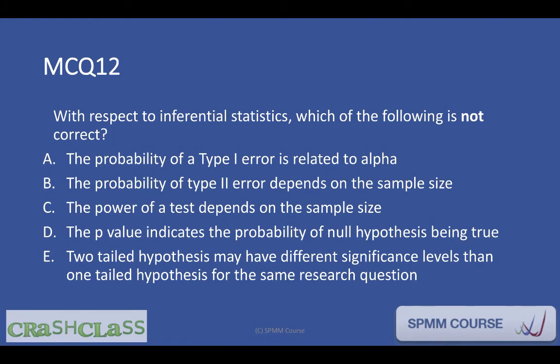Okay, the next question. With respect to inferential statistics, which of the following is not correct? The probability of a type 1 error is related to alpha.